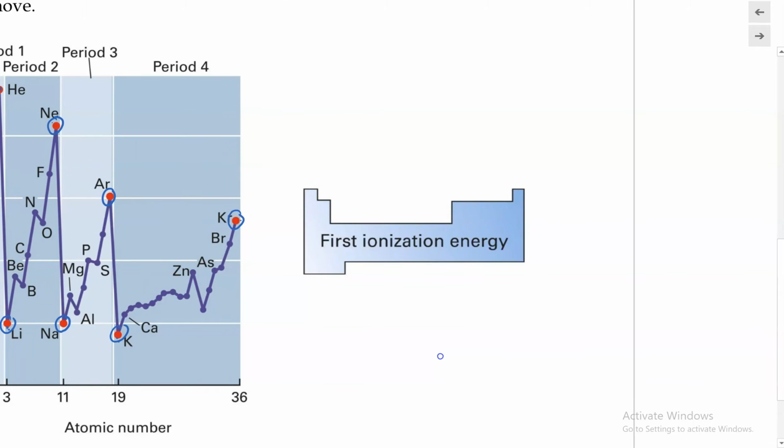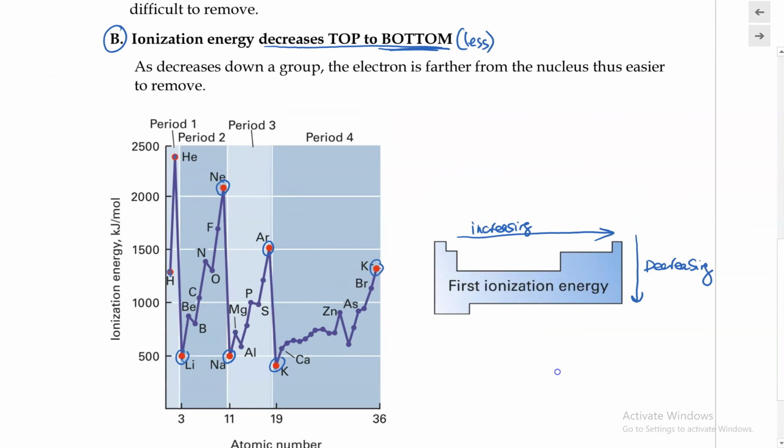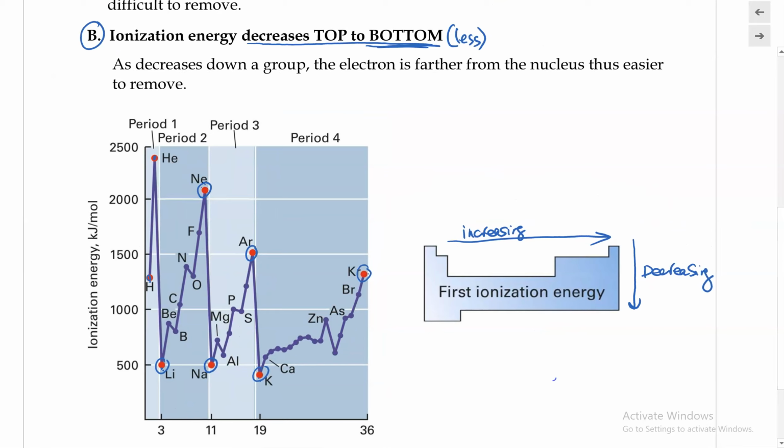So we can summarize this as follows. When it comes to ionization energy, it is increasing going from left to right, and it is decreasing going from top to bottom. So these are the two most important periodic trends that students need to be able to understand at this point.